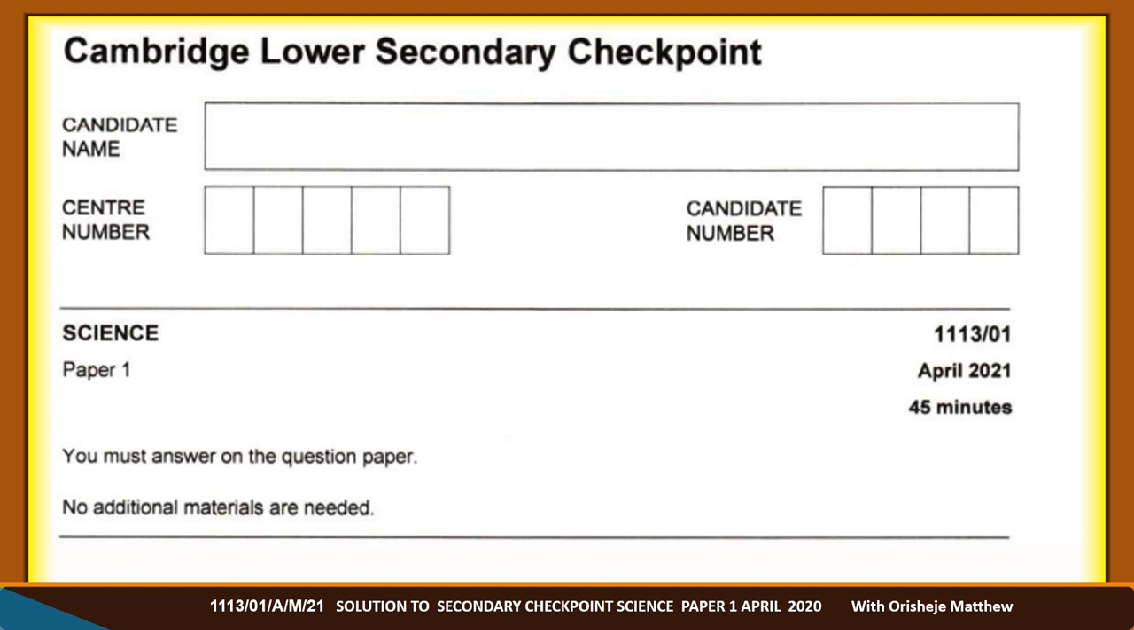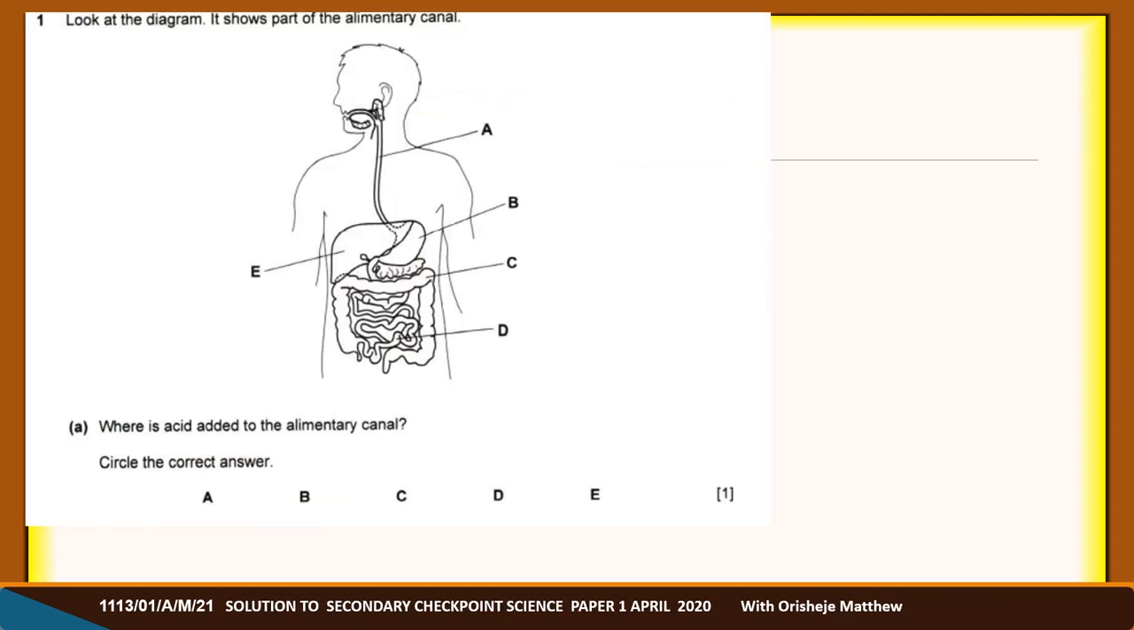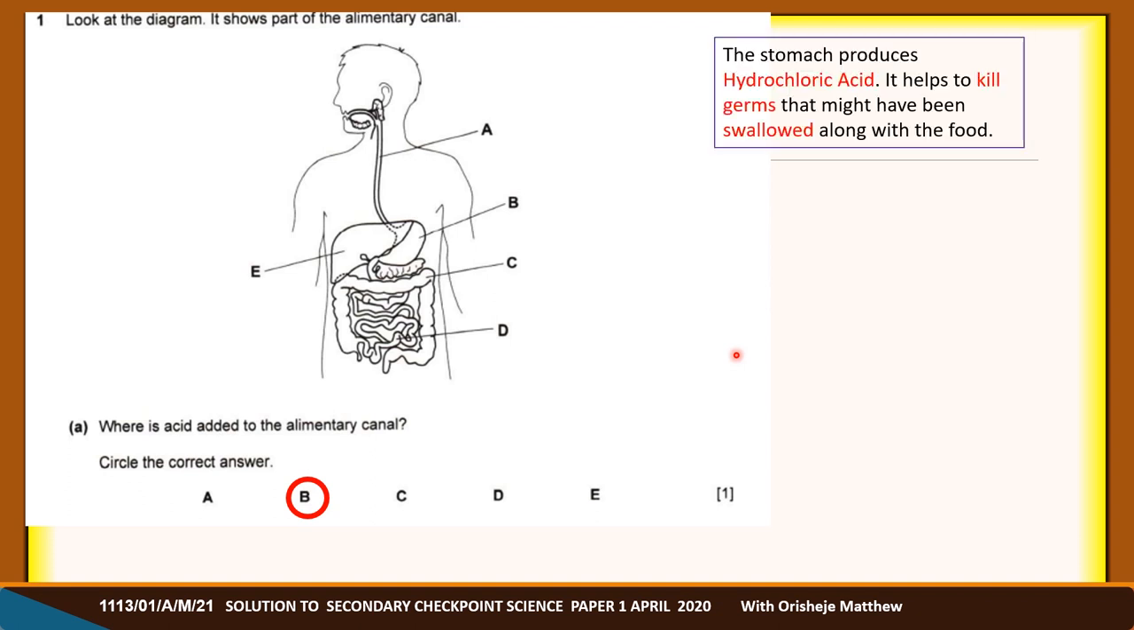The duration of the paper is 45 minutes. Look at the diagram, it shows the part of the alimentary canal. Where is acid added to the alimentary canal? That is B. So let's label the part.